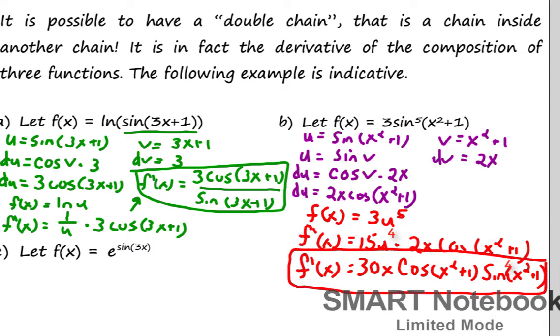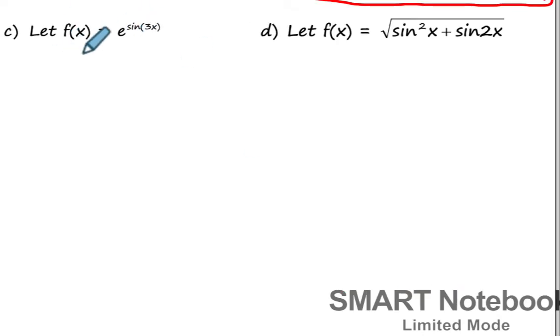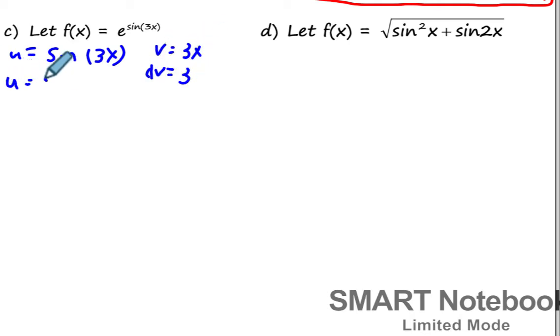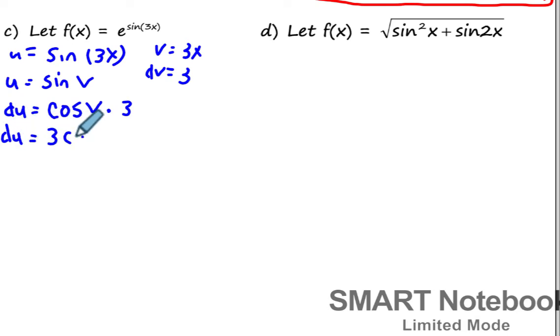to this derivative. For example C, we have e raised to the sine of 3x. So we're going to let u equal sine of 3x. But before I can find the derivative of u, I notice I have another inside function, so I'm going to let v equal 3x, so the derivative of v is 3. Using the chain rule, I can rewrite u as sine of v. Using that chain rule, the derivative of u would be cosine of v times 3, or another way to write that is 3 cosine of 3x.